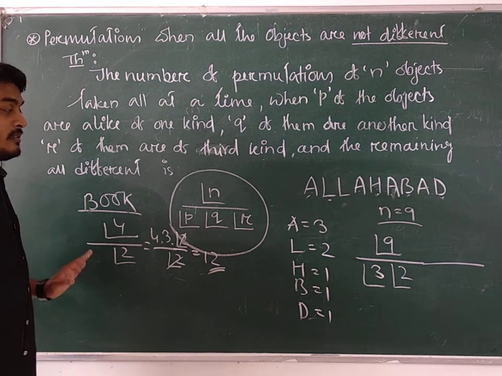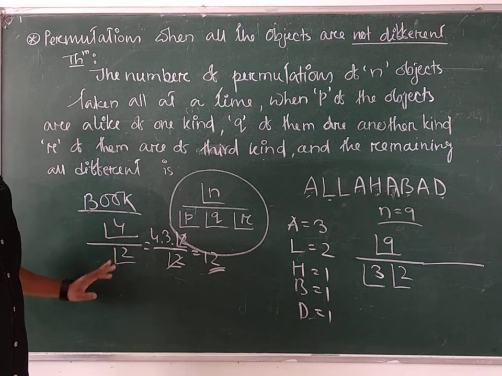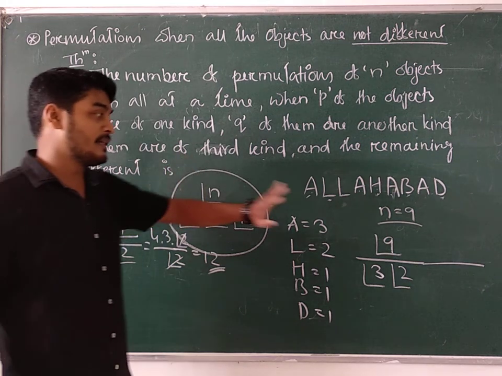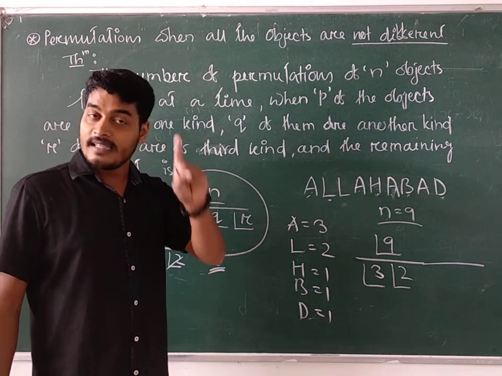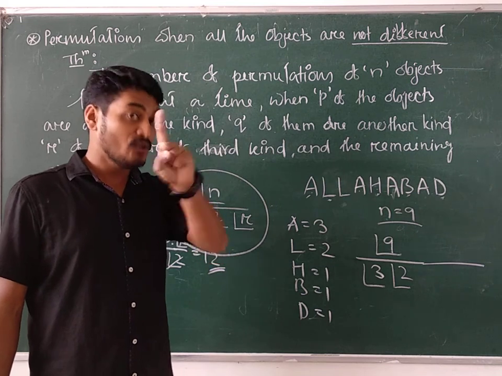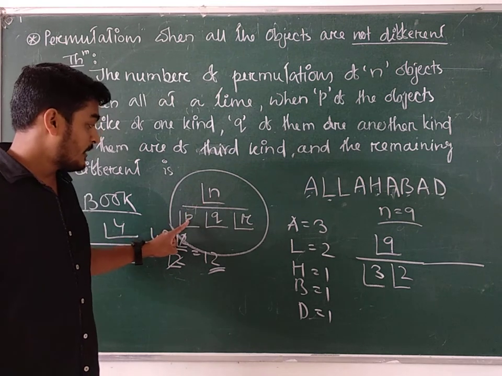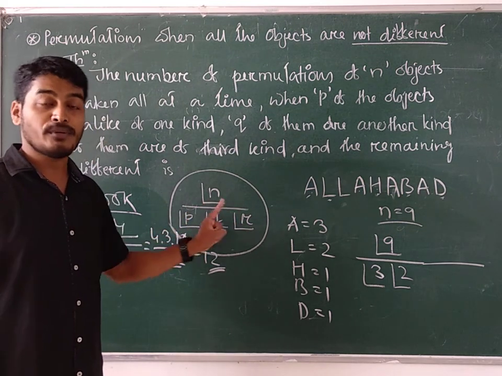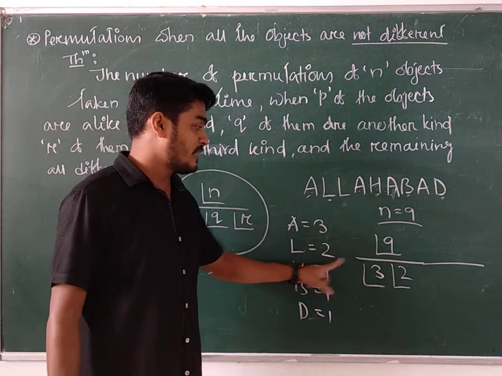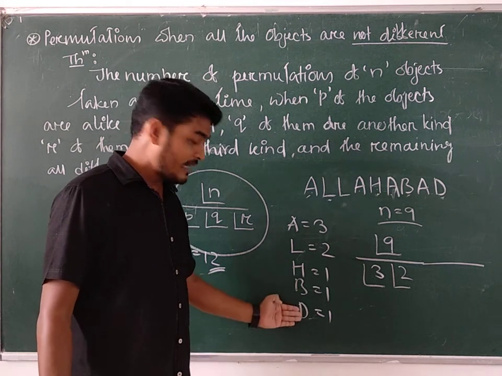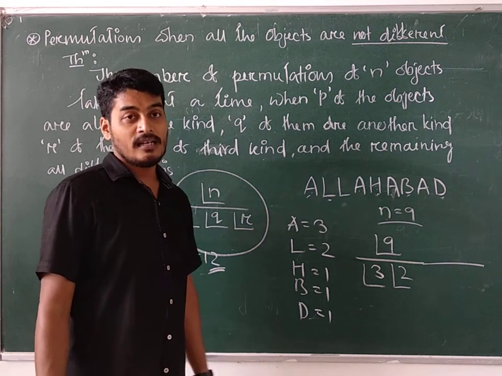Okay, I hope you have got my point. Whenever a situation is one of arrangement, remember that when objects are distinct, use the NPR formula. When objects are not distinct, use this formula: factorial of n, the total number of objects, divided by the factorial of the repetition count of each object. So A repeated thrice, so factorial of 3, L repeated twice, so factorial of 2, and the rest come once each, so no need to write their factorial because factorial of 1 is itself 1. I hope you are getting my point.